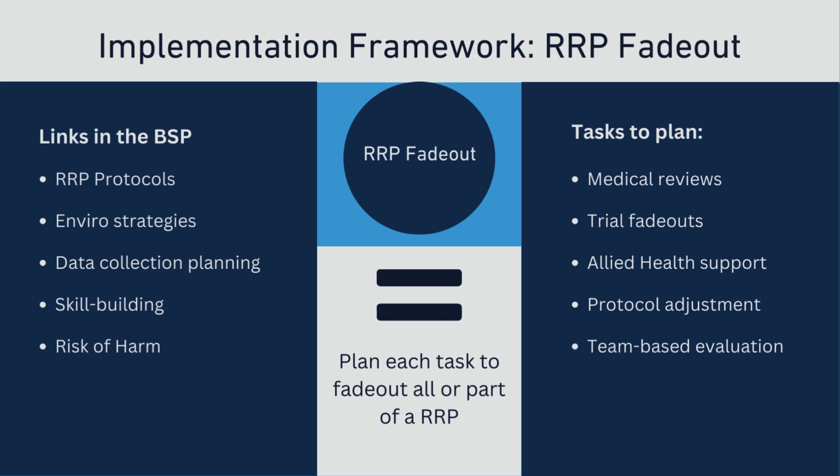In the BSP, it's important to recognise the links to the RRP protocols, which will determine what fade out looks like. The idea of environmental strategies that mean that the person's environment is changed so the behaviour is no longer necessary. The concept of data collection planning. We need to plan to collect the data so we can prove that this restrictive practice is being faded out and so that we can effectively report that in our subsequent BSPs.